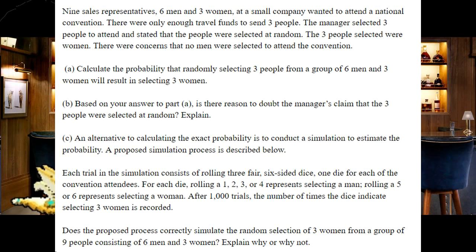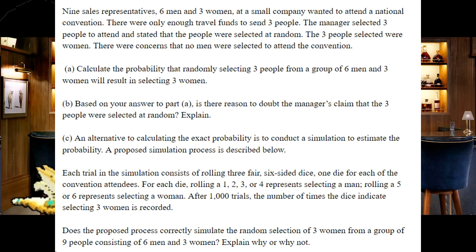So part A of the problem is to calculate the probability that randomly selecting 3 people from a group of 6 men and 3 women will result in selecting 3 women. Part B is based on the answer in part A: is there reason to doubt the manager's claim that the 3 people were selected at random? Then explain that.